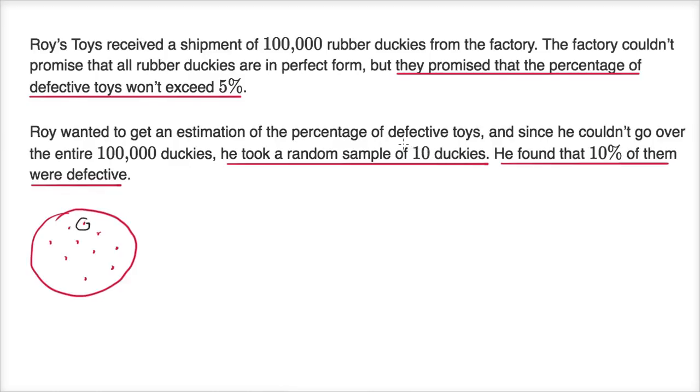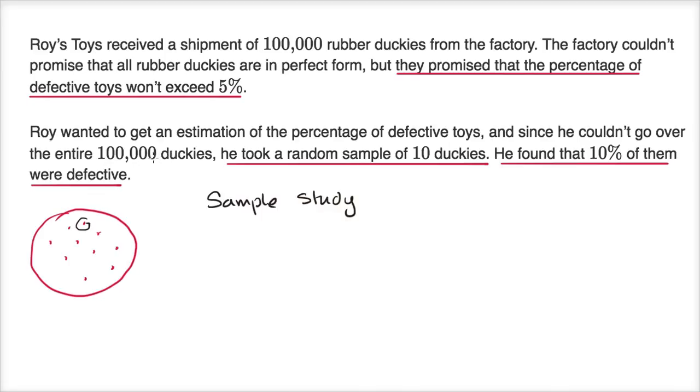So first of all, this is clearly a sample study. How do we know that? Well, he is taking a sample from a broader population in order to estimate a parameter. The parameter is the percentage of those 100,000 duckies that are actually defective.